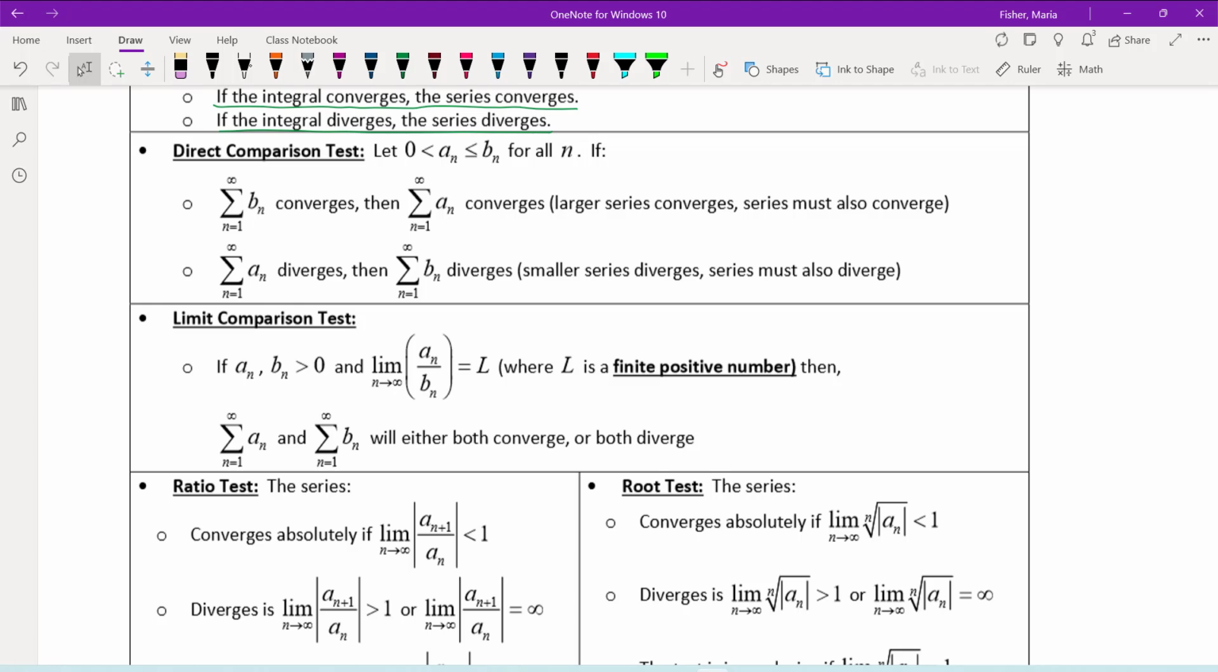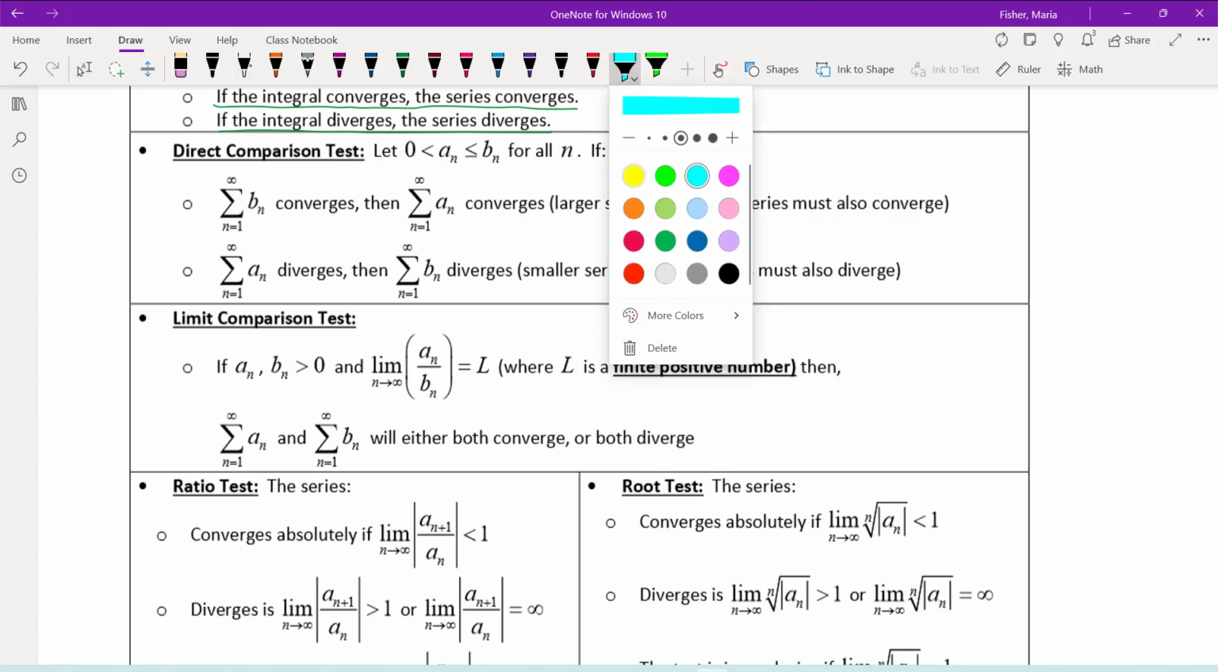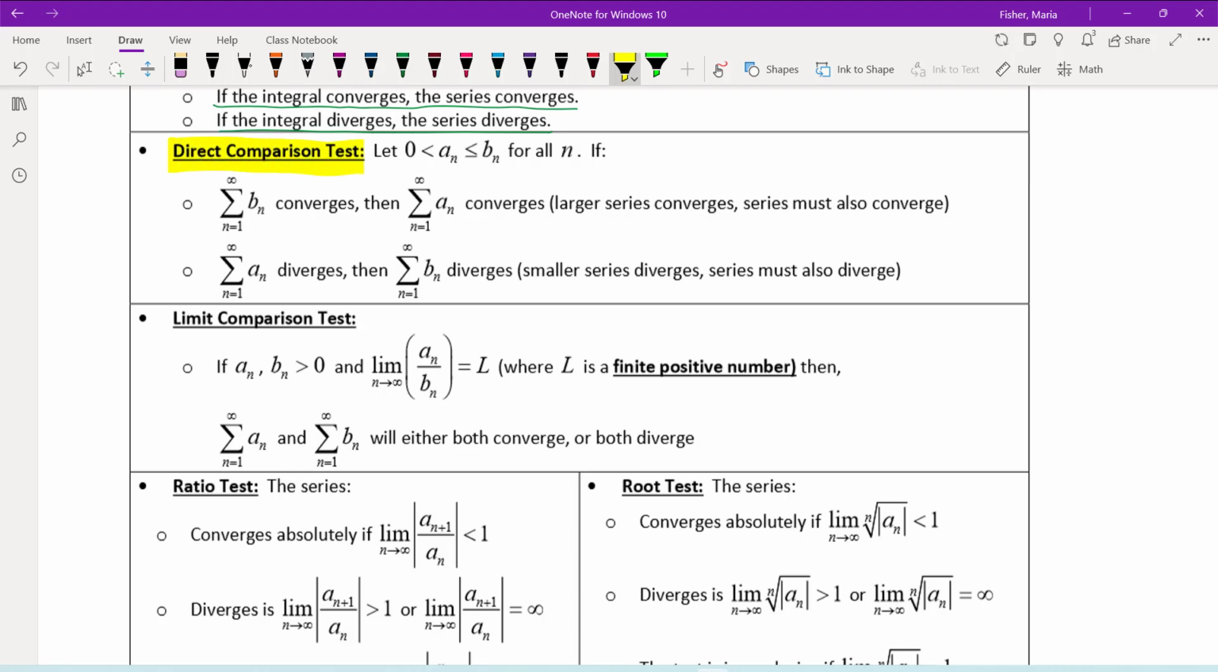Then we talked about the direct comparison test. For the direct comparison test, we had to find something to compare our series to. Once we found what we compared our series to, if that comparison converged, it had to be the larger series. If that comparison diverged, it had to be the smaller series.